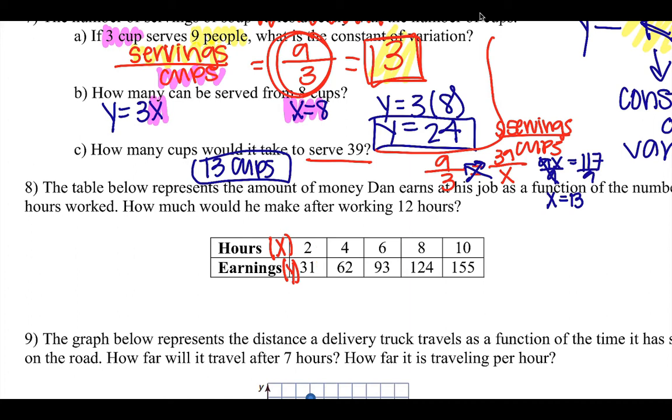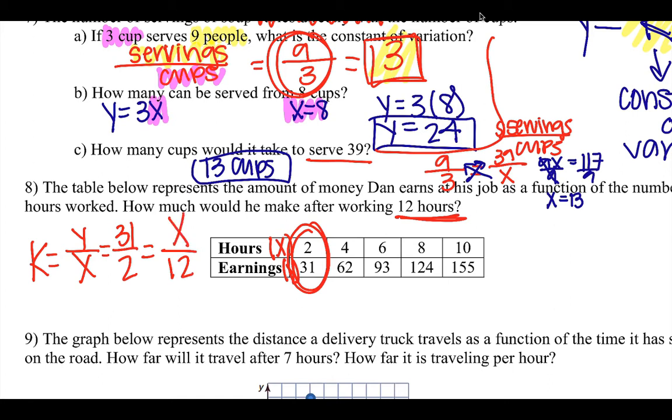So if I'm trying to find k, which is y over x, I'm just going to plug in 31 over 2 equals, well, I want to know 12 hours. So I need to have 12, and I need to find up here. And I guess that would be y, not x, because it's on top. We'll make it a y. It'll still work out the same way.